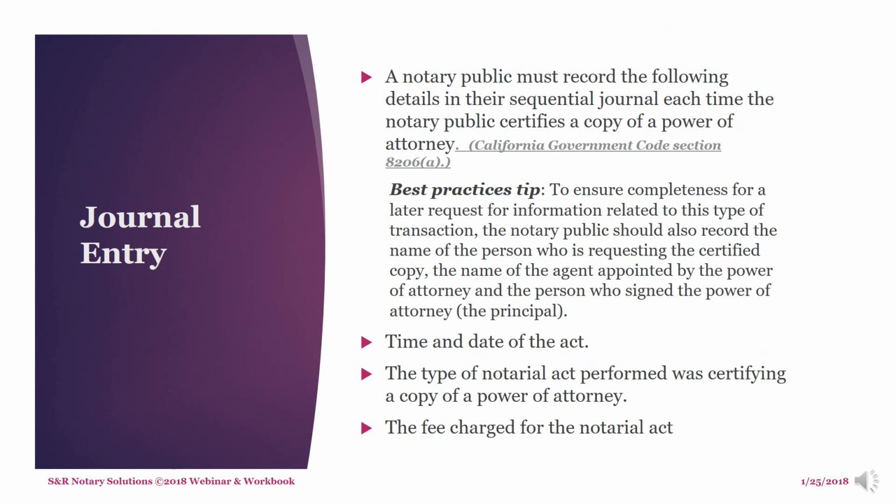A notary public must record the following details in their sequential journal each time the notary public certifies a copy of a power of attorney. The best practice tip is to ensure completeness for a later request for information related to this type of transaction. The notary public should also record the name of the person who is requesting the certified copy, the name of the agent appointed by the power of attorney, and the person who signed the power of attorney, known as the principal. Time and date of the act. The type of notarial act performed was certifying a copy of a power of attorney. The fee charged for the notarial act.